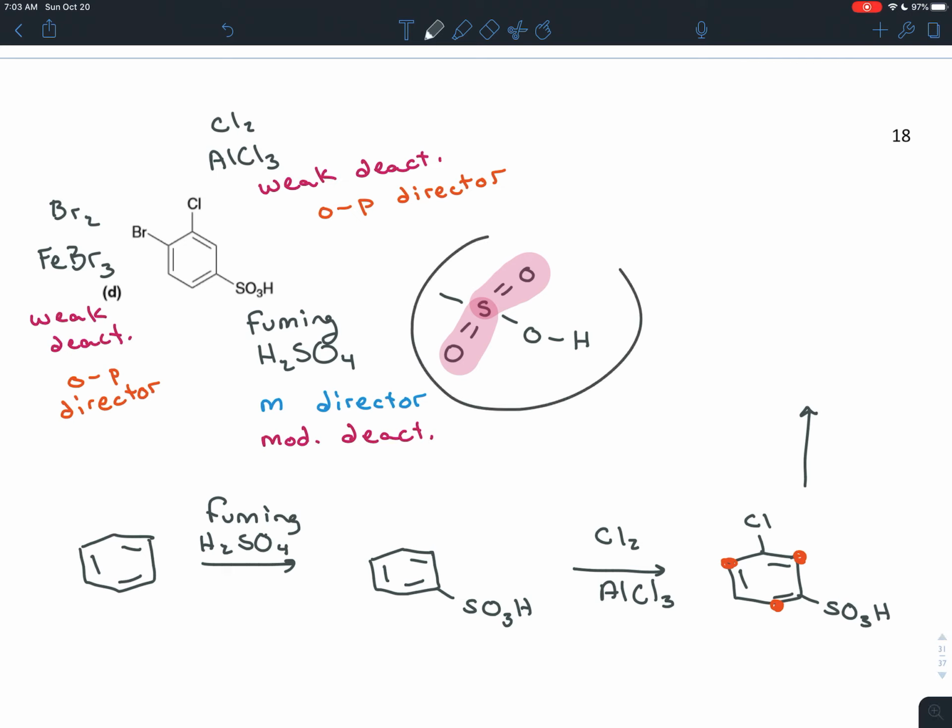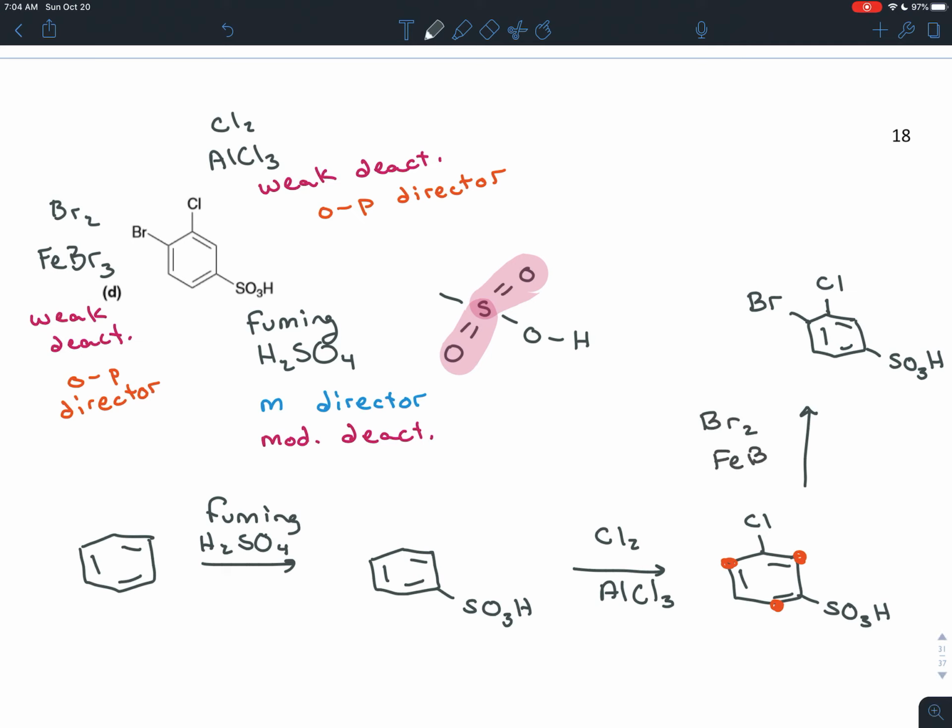But notice how big the SO3H group is. It really hinders stuff from adding right next to it. That area is really crowded. And so the para position, one of the ortho positions, will be disfavored, and by far the major product you would get here would be the product you want, the bromine adding ortho. The bromine adding ortho away from the SO3H group.